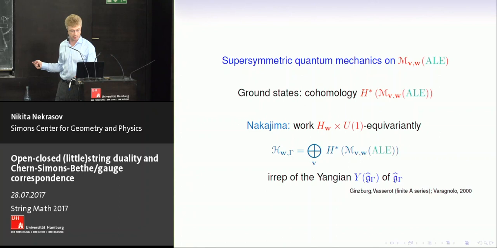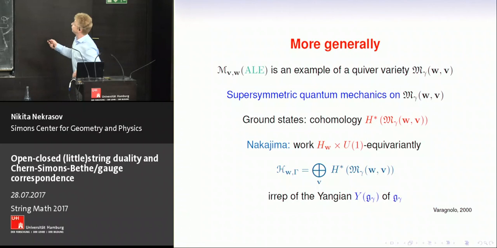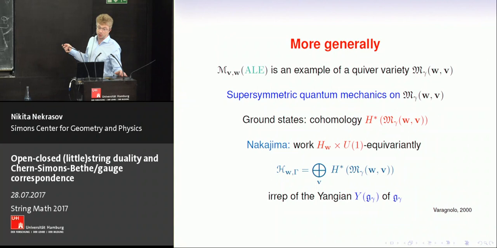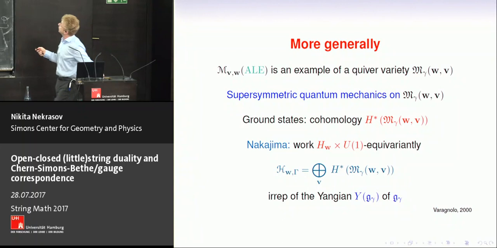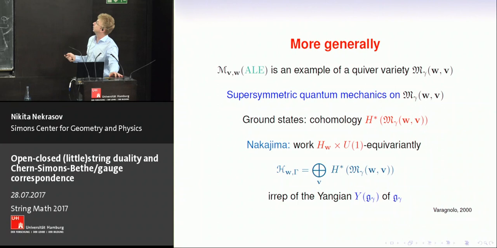Now, more generally, you don't have to study instantons on the ALE space. In fact, Nakajima defined a more general class of hyperkähler manifolds, which are called quiver varieties. You can associate them to any quiver, that is an oriented graph with some conditions, with the choice of a presentation. So an assignment of labels W and V for each vertex of this graph. And so you can study again the supersymmetric quantum mechanics on this quiver variety. And so Nakajima will produce for you a certain algebra which will act on the equivariant cohomology of this quiver variety. And it will be a representation of the Yangian of the Kac-Moody group built on this quiver.